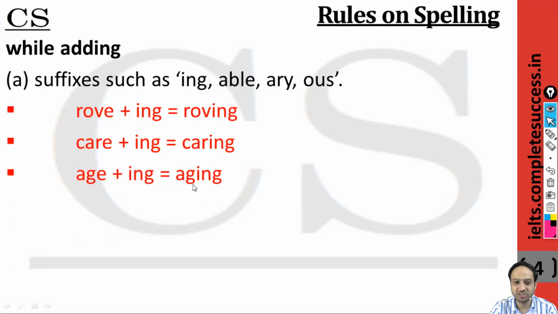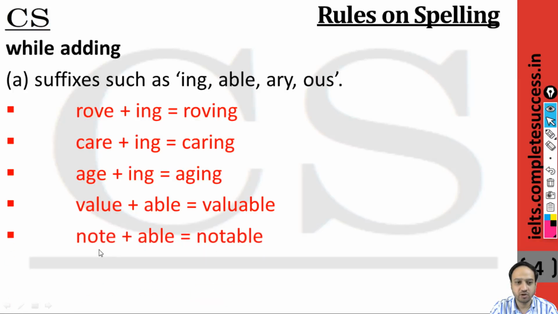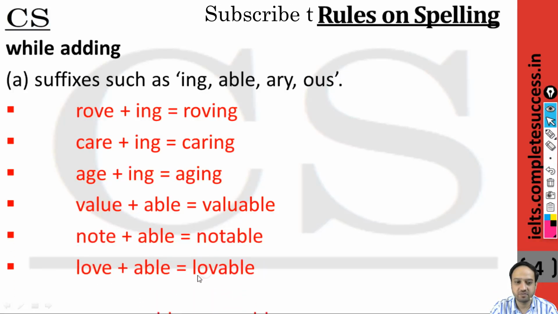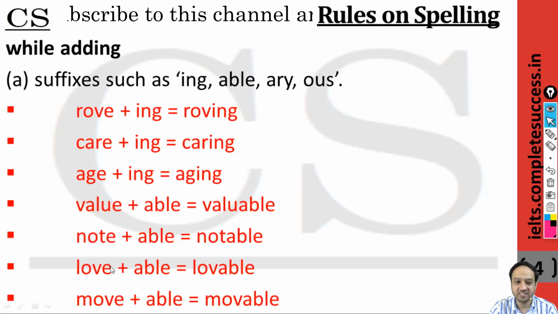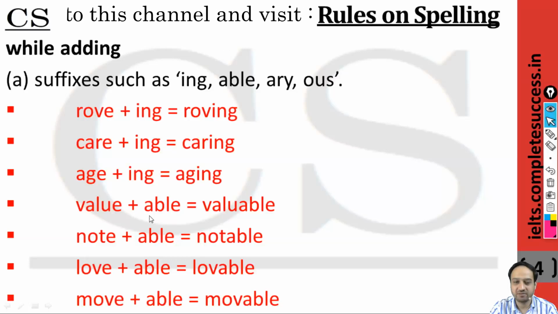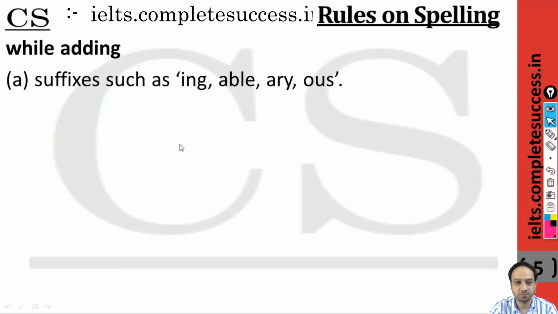Age plus ing, aging. Value plus able, valuable. Note plus able, notable. Love plus able, lovable, and move plus able, movable. In all such cases, when we add ing and when we add able, we have dropped the letter e from all these words.